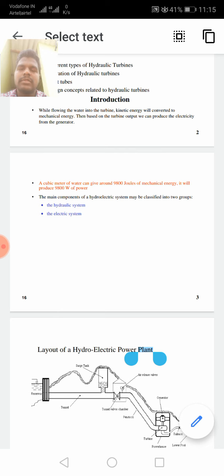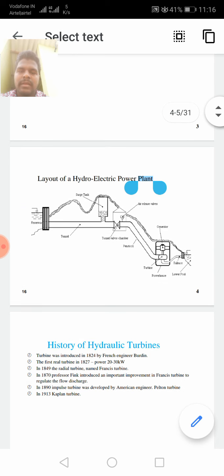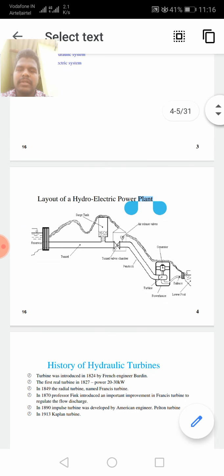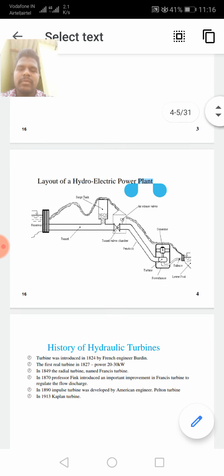The main components of a hydroelectric system may be classified into two groups. First one, hydraulic system. Second one is electric system. In this slide, we can see the layout of a hydroelectric power plant.